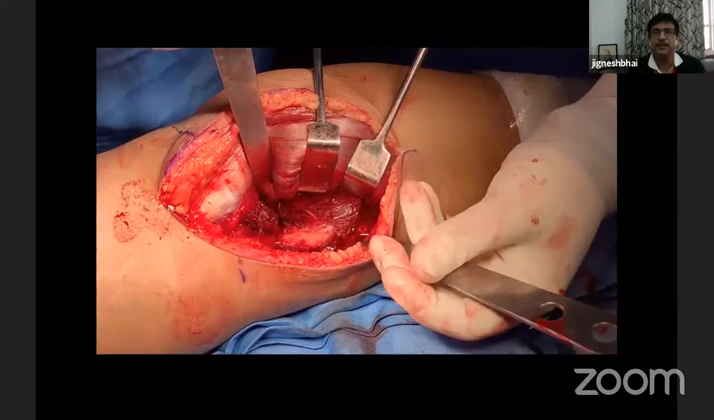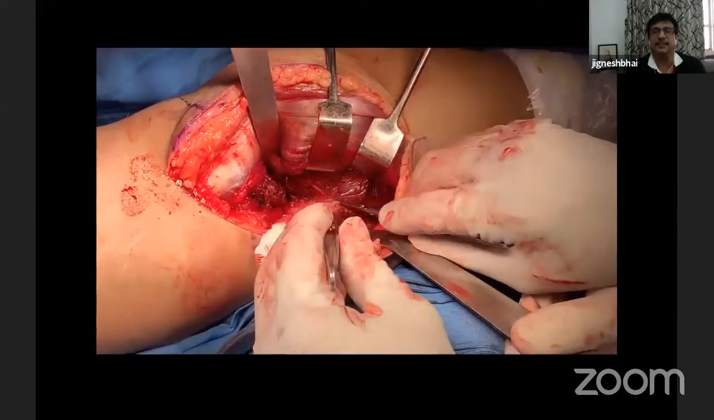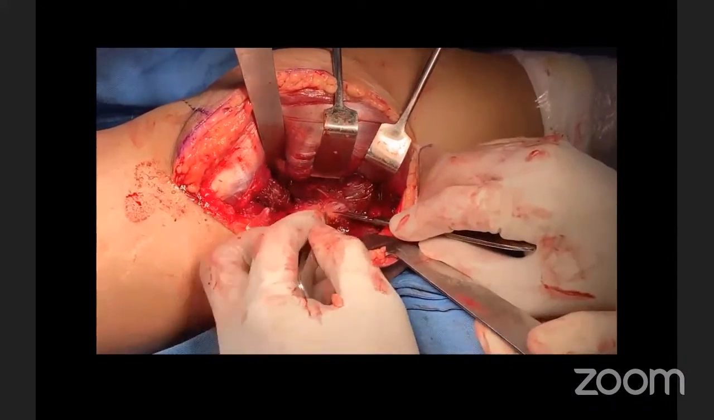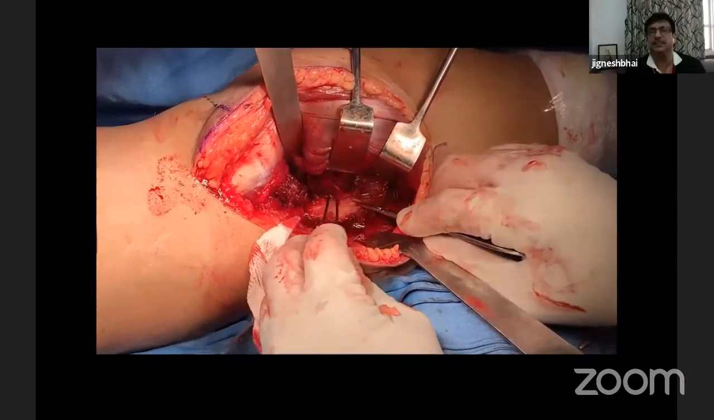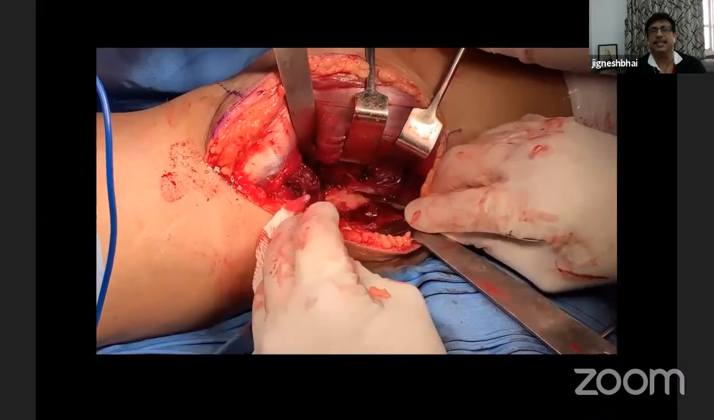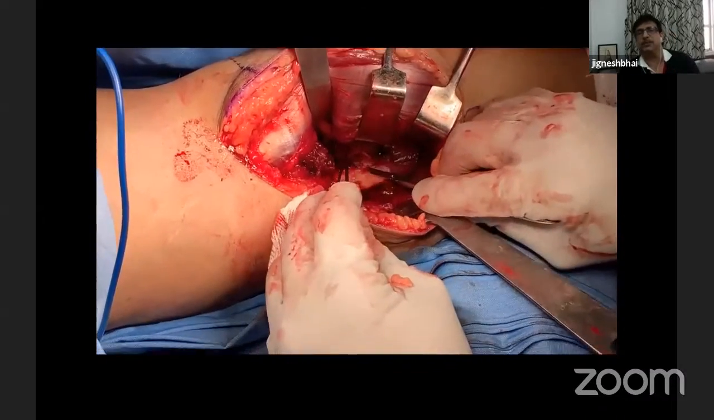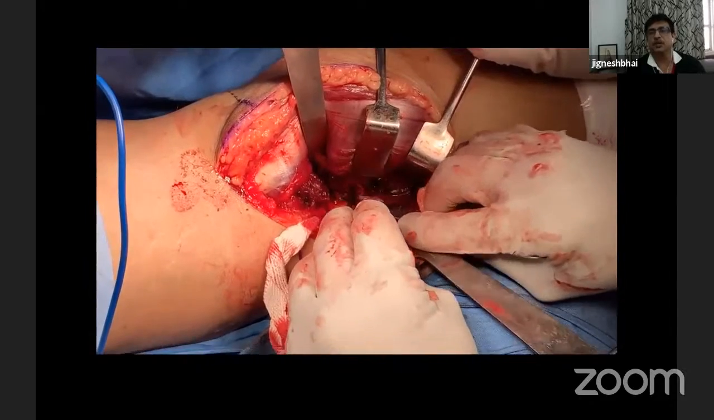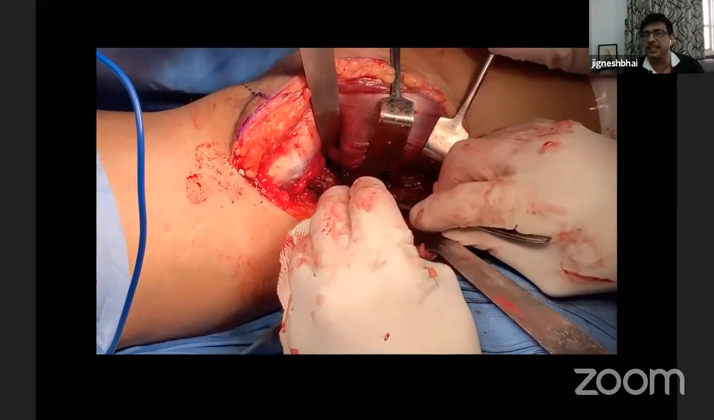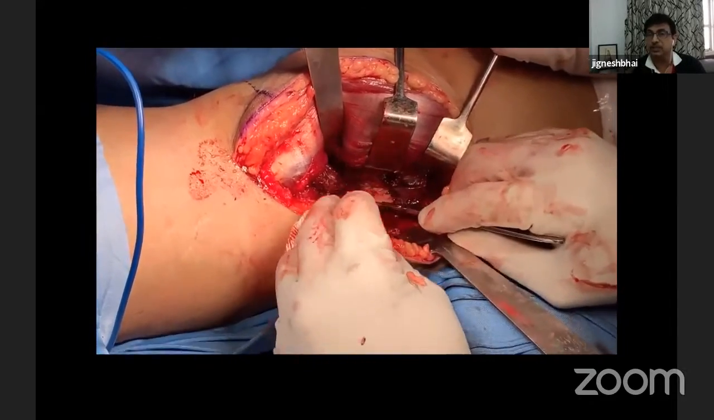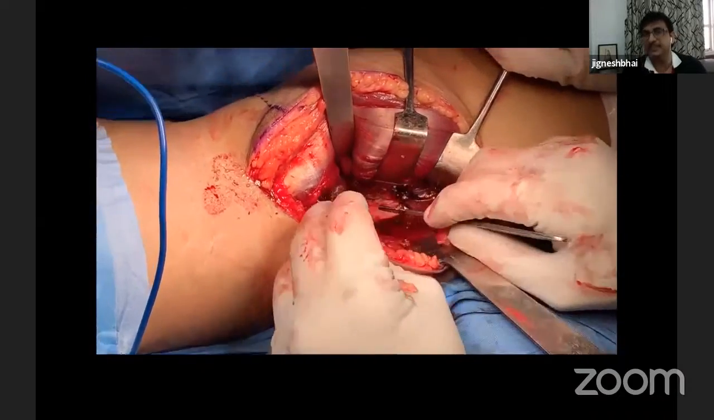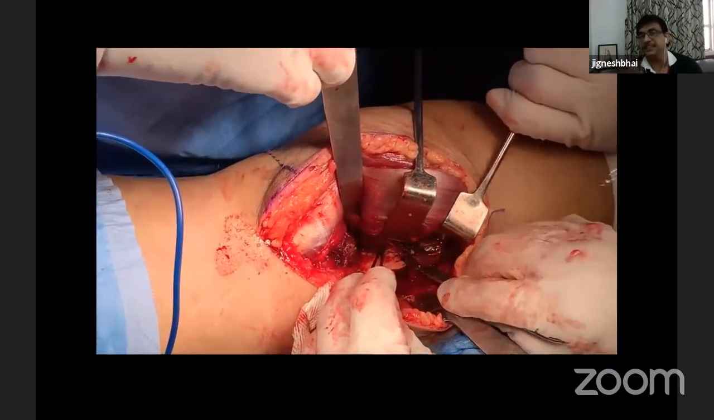Now we will see the soleal line. This is the soleal line, and I will be releasing soleus muscle from the soleal line. And I will release from distal to proximal. My knife will be reversed. Because if you go from proximal to distal and enter in the muscle, you are likely to cut the posterior artery. So it is very near that soleal line.